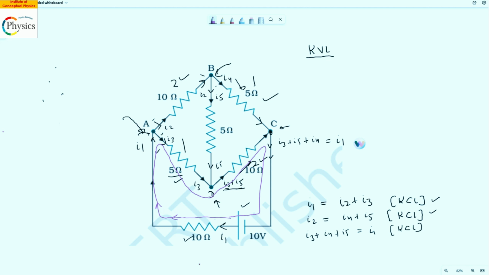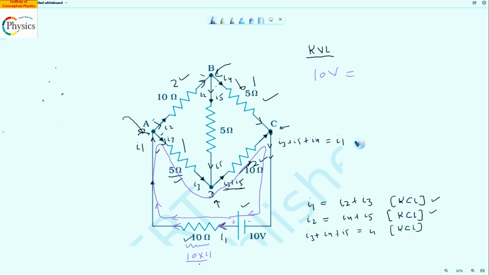Kirchhoff's voltage law says that the sum of increases in voltage when you traverse a loop is equal to the sum of voltage drops. So if I move in this direction, from minus to plus, there is a 10 volt gain. And when I move in this direction, I apply Ohm's law here. We also said we have to apply Ohm's law. So the potential drop across this is 10 into I1. It's a drop. Remember, the direction is the current direction.